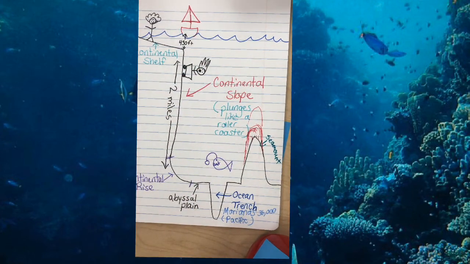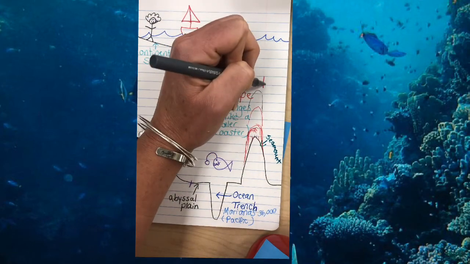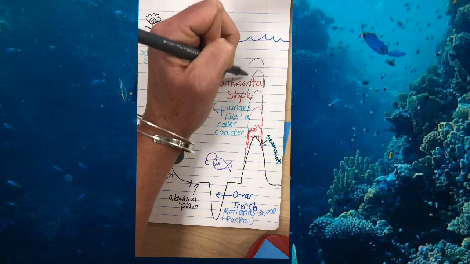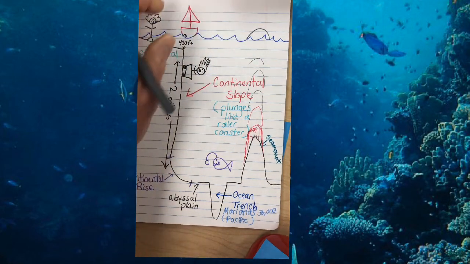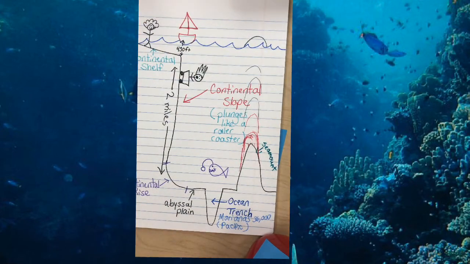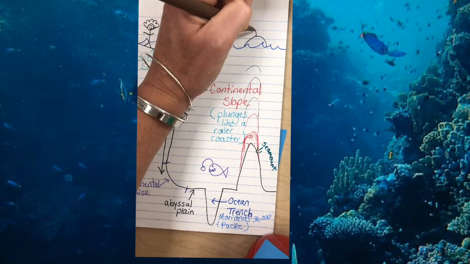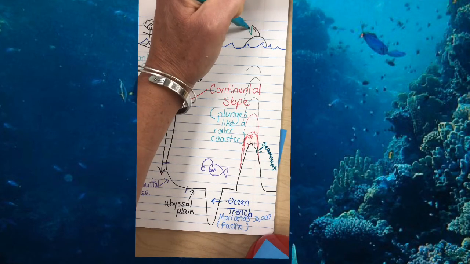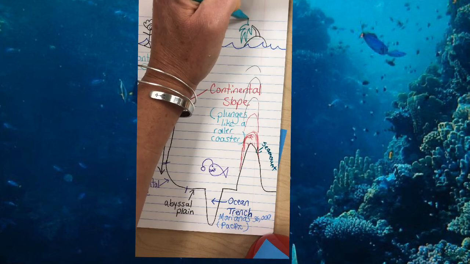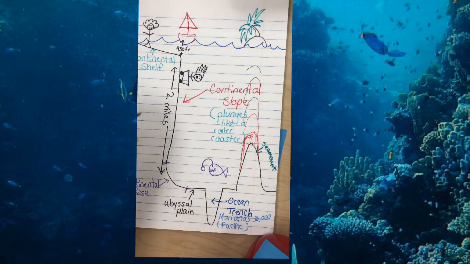And I'm going to change color so it doesn't run into my Continental Slope words. It erupts again, it's a little taller. It's a little taller. This keeps happening until, or it can keep happening until it is poking up out of the water. And any guesses of what we have then? We have the creation of an island.